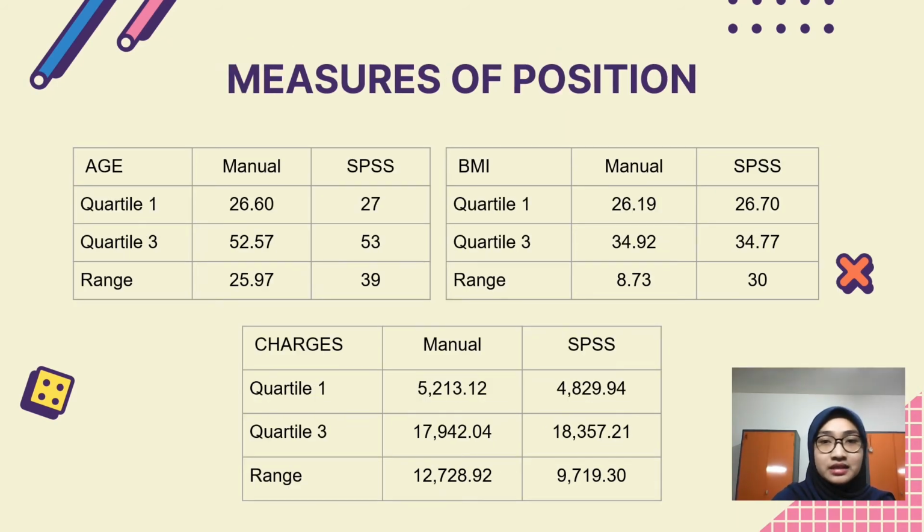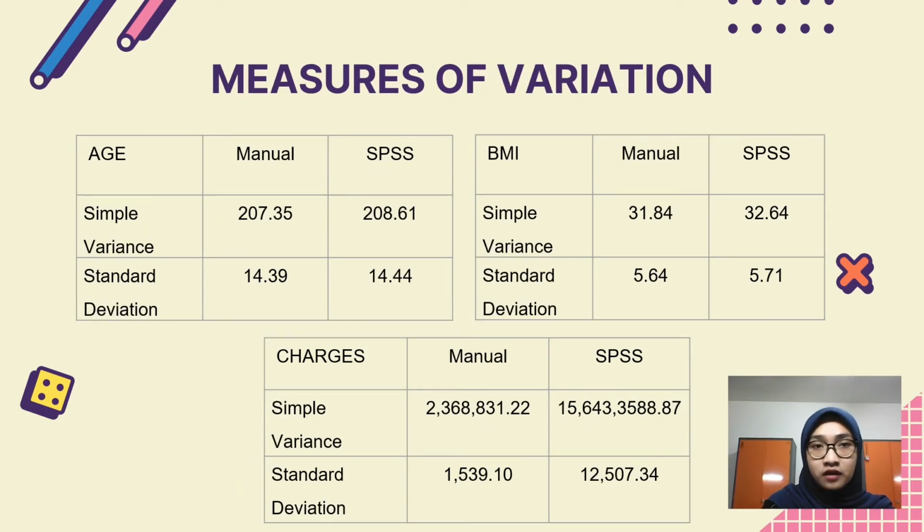The second is measure of position. As we can see in the slideshow, quartile 1, quartile 3, and the range show different results because of the error of the SPSS system in analyzing data accurately, which happens if the data class interval is too large. The last one is measure of variation. As we can see in the slideshow, the SPSS results for sample variance and standard deviation are not the same as manual because SPSS cannot read the data accurately.